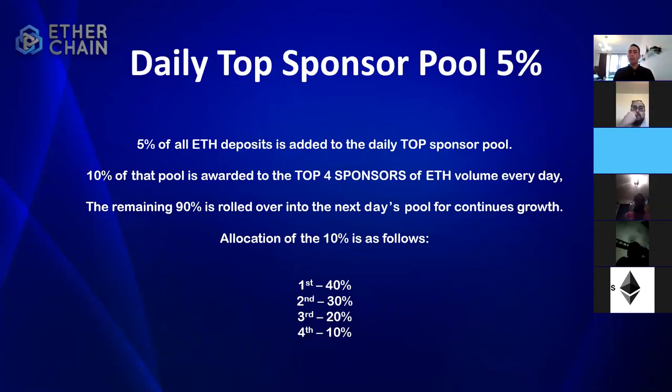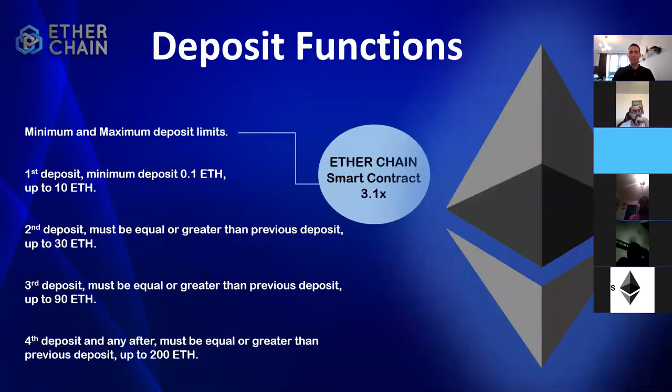And right now, guys, this pool is hovering around 200 Ethereum. That means every single day, a minimum of 20 Ethereum is being paid out to the top 4 sponsors, shared 40, 30, 20, 10. This is huge. That means anyone can come in, even at a 0.1. If they go to work, if they bring in the most volume of Ethereum, they will win that prize. This is an amazing reward that goes out on a daily basis.